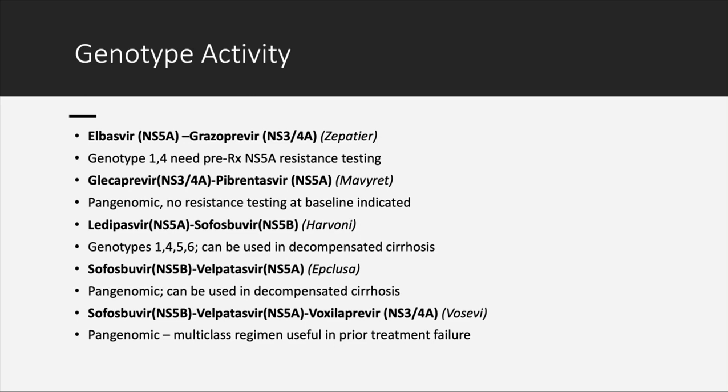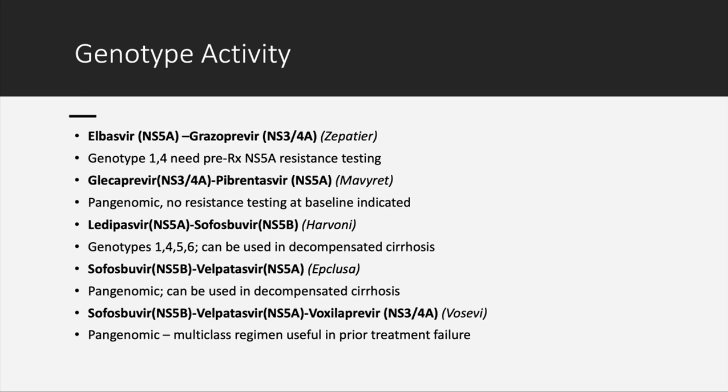These are all of the different classes of medicines. I'm not even going to read them to you. You'll find them on the guidelines. But some are genotype specific. I will point out Zepatier is one that we need to do NS5A resistance testing before treatment because there's a higher likelihood of failure there. Maviret, one we frequently use, pangenomic, effective without any resistance testing.